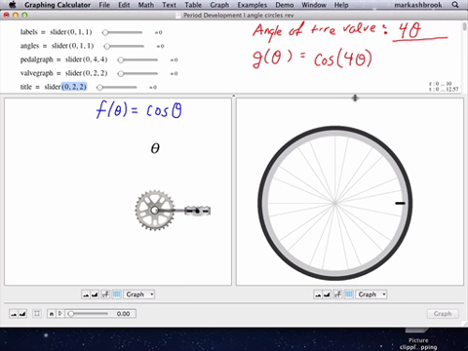Is it making sense so far? Okay. What angle of theta will cause the pedal to make a full rotation? What angle of theta will cause the pedal to make a full rotation? 2 pi, right? So 1 full rotation is 0 to 2 pi. Okay? What value of theta will cause the tire valve to make a full rotation?